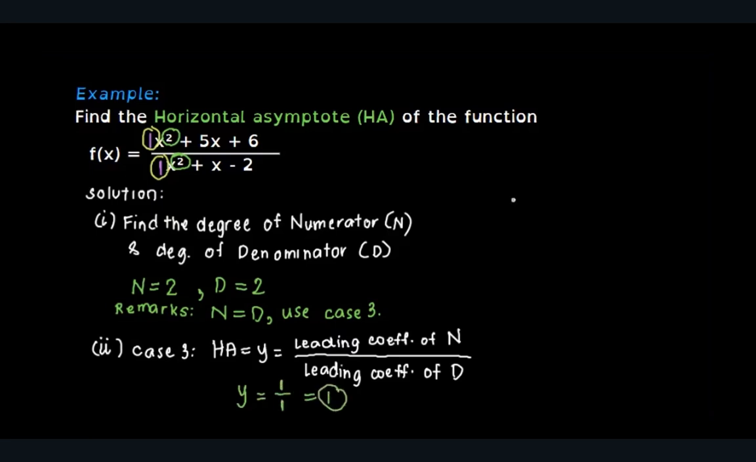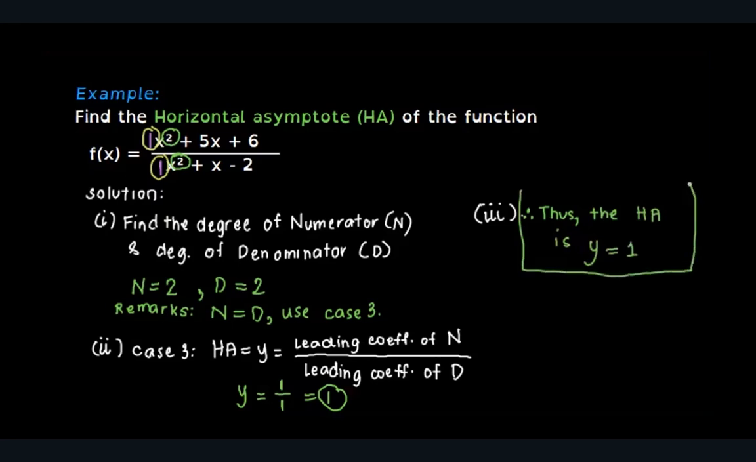Ngayon, for our third and final step, isusulat lang natin siya ng maayos. Okay? So, paano natin siya isulat ng maayos? Therefore, thus, the horizontal asymptote or HA is y equals 1. And this gonna be our final solution in this case. And that is horizontal asymptote.